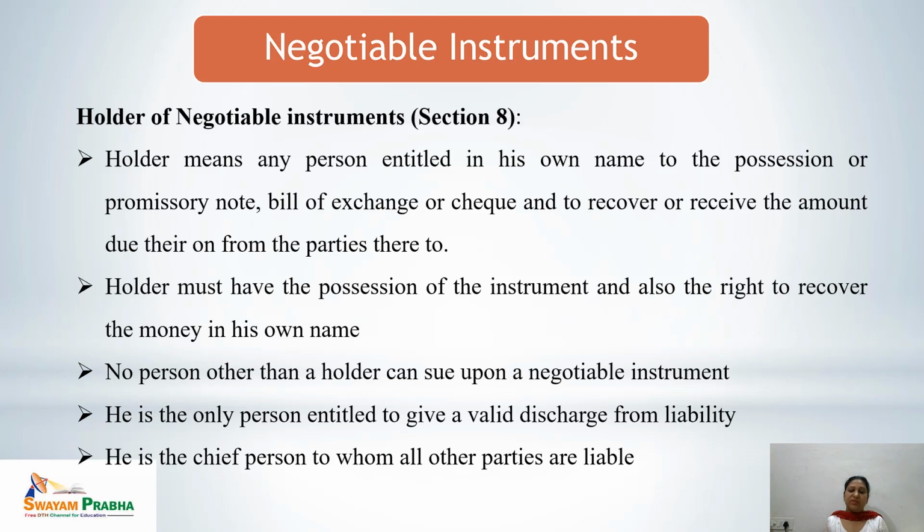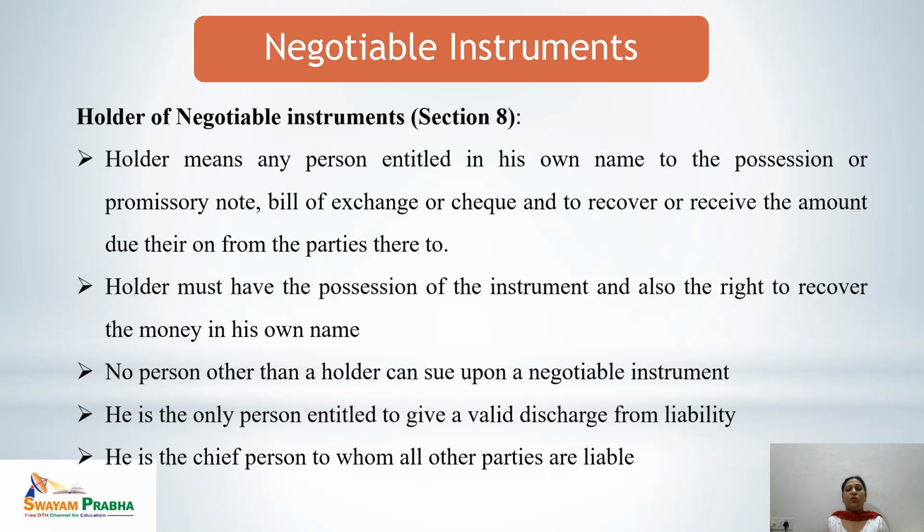That means any person who holds any negotiable instrument, for example, any kind of promissory note, any kind of bill of exchange, or any kind of check, and who holds it in his own name, right? One thing is to hold it in his own name. Second, the purpose is to recover or to receive the amount due from the parties mentioned in it. So holder is a person who possesses the negotiable instrument in his own name with the purpose to receive the amount from the parties mentioned therein. So the person is known as the holder.